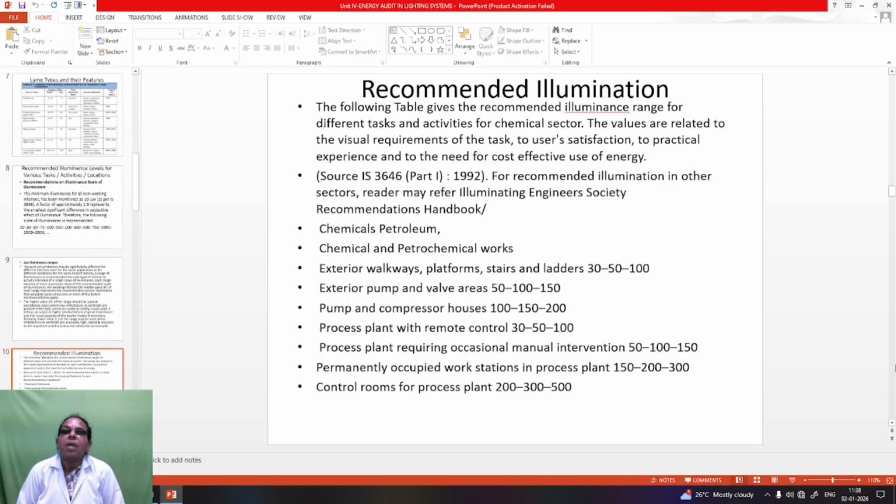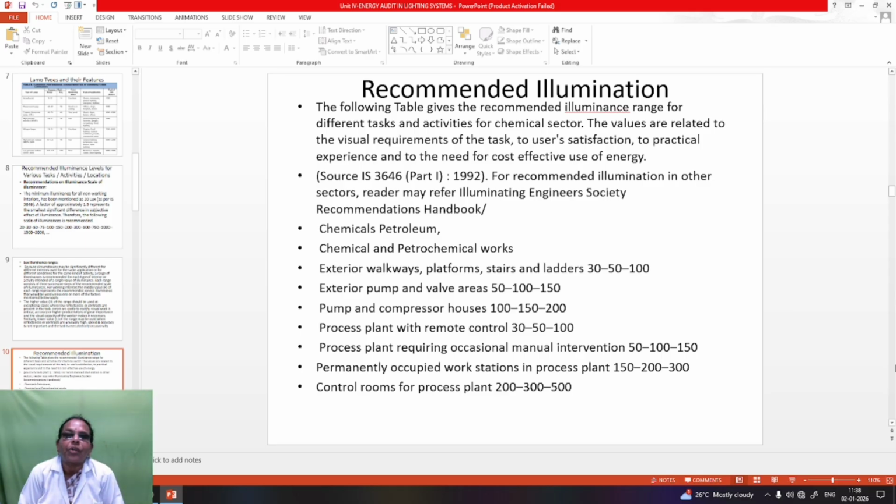Recommended illumination: the following table gives the recommended illuminance range for the different tasks and activities for the chemical sector. The values are related to the visual requirement of the task, to user satisfaction, to practical experience, and to the need for the cost-effective use of energy. For recommended illuminance in other sectors, the reader may refer to the illuminating engineering society recommendation handbook.